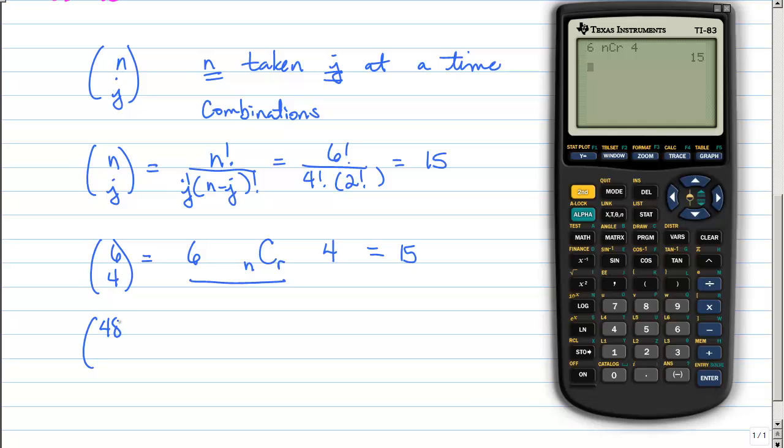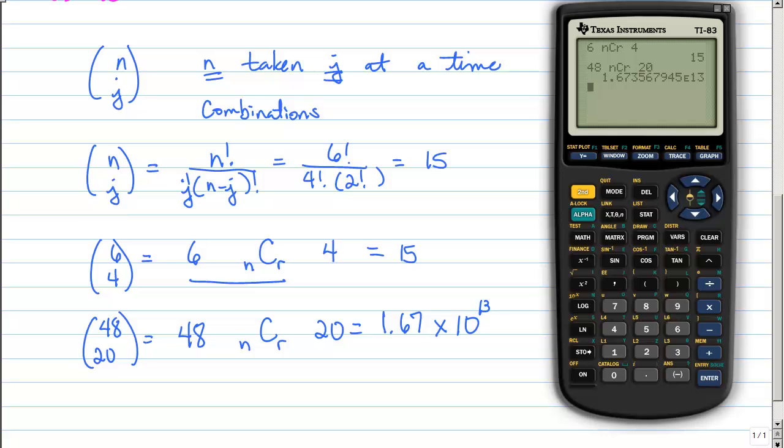Alright, let's try one more. I'm looking for 48 taken 20. I'm going to have 48, then go to the math button, and then again probability, so I'm going to go back 1 arrow, and then option 3, and then punch in 20. Enter. And look at that huge number. That is about 1.67 times 10 to the 13th power. Really big. Fortunately, we're not going to use numbers that big.